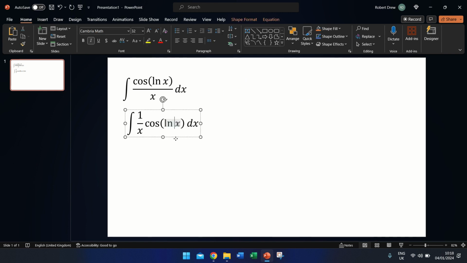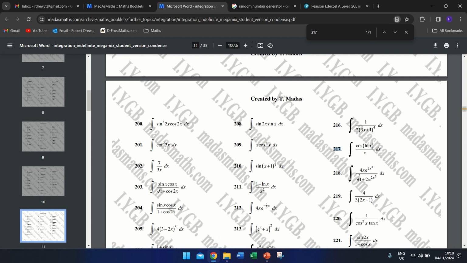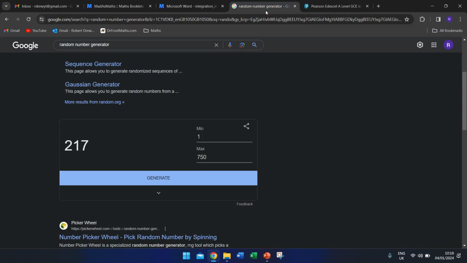Can I not just say this integrates to sine of log of x with a minus? Would that not work? Because log derives to 1 over x, and then cos derives to minus sine, and I think that's just fine. So yeah, that's the first one, I think, done. So we'll grab another one and proceed.